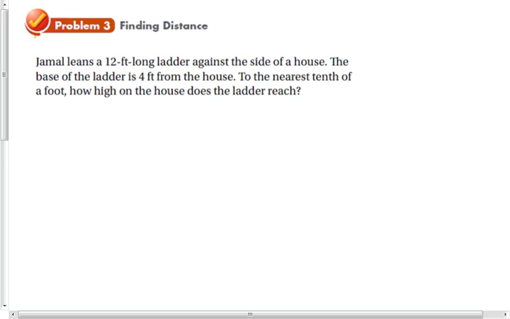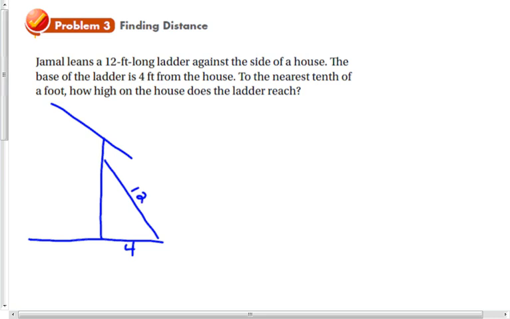All right, another problem. It says Jamal leans a 12-foot ladder against the side of a house. Let me draw a little house here. And there's a ladder leaning against there. The base of the ladder is 4 feet from the base of the house. To the nearest tenth of a foot, how high on the house does the ladder reach? The ladder is 12 feet long, so let's label that. This is 4 feet here. Now we have to assume that that's a right angle for this to work. But if it does, then we can label that H and use Pythagorean's theorem.